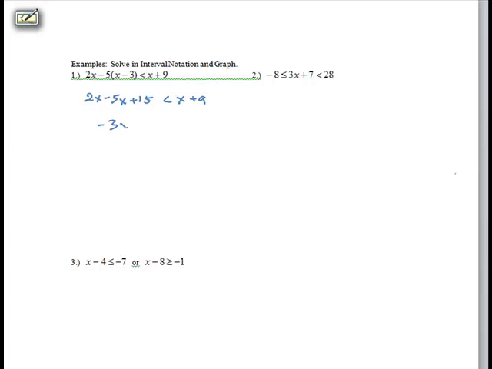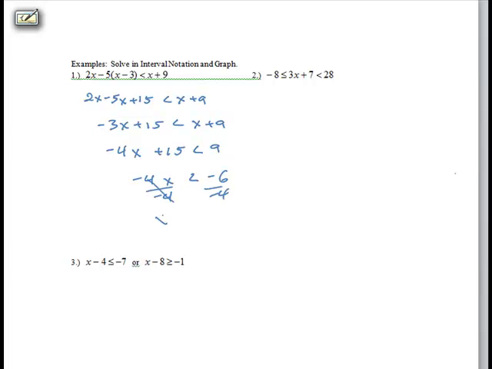Combine like terms. Get all your variables on the left-hand side. And then isolate that variable, getting rid of any addition or subtraction first. So subtract 15x from both sides, and then divide both sides by -4.